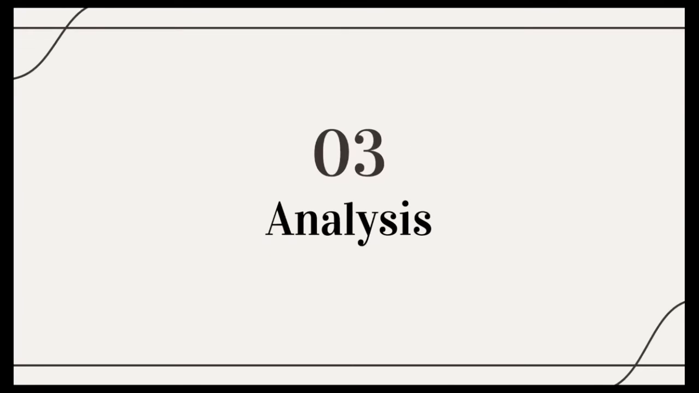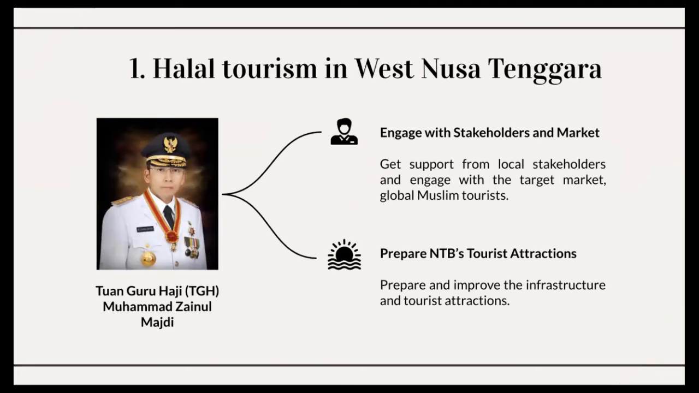Next, we will discuss the analysis. There are 3 points in this part in accordance to the 3 research objectives mentioned previously. So the first point is the halal tourism development in West Nusa Tenggara before the pandemic.